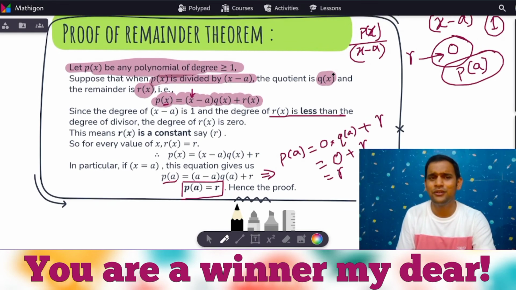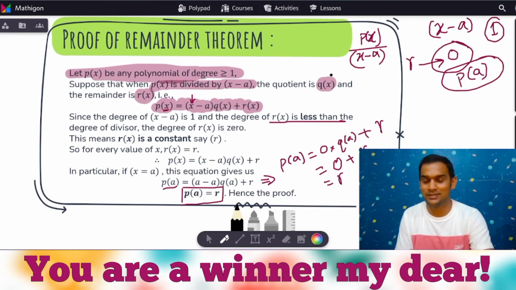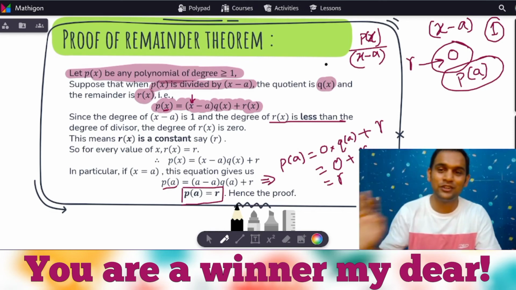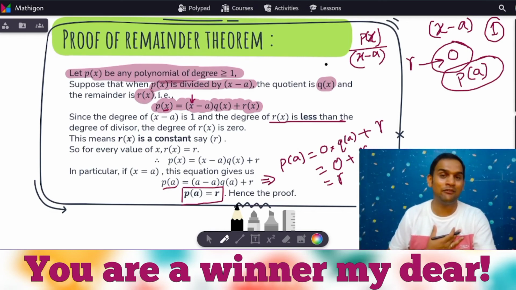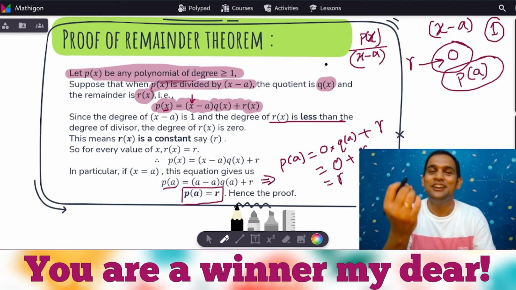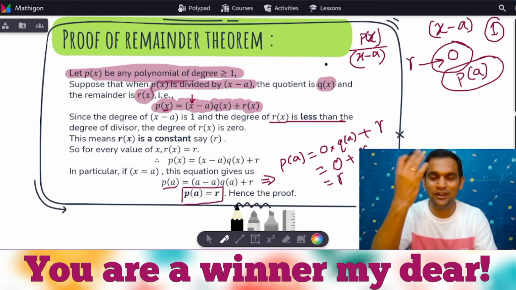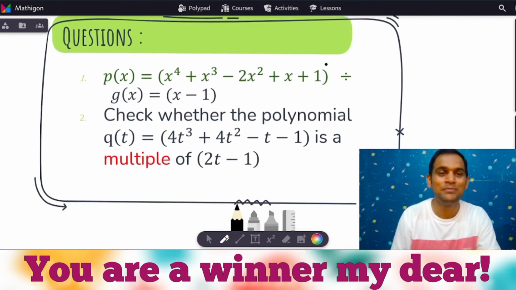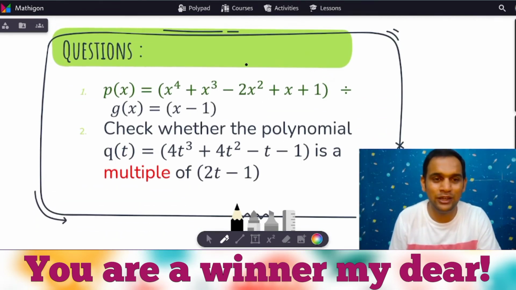I hope that makes the remainder theorem very, very clear for all of you, and the proof as well. Now, proof is generally not asked in exams, but to understand how to apply the theorem, proof is always important. I have already told you in my introduction video, we are not at all worried about exams. We are focused on learning maths to develop ourselves. Okay, let's get on to a few questions.